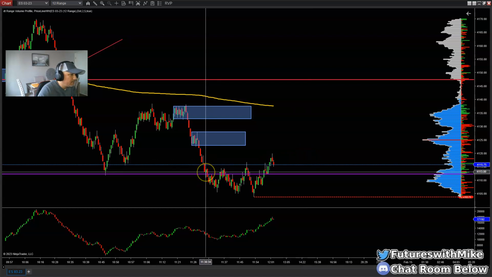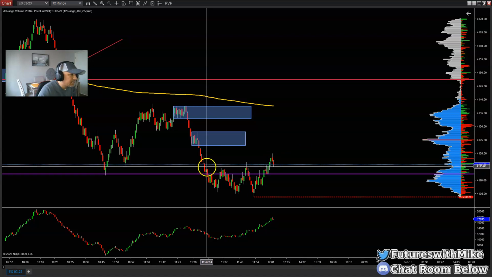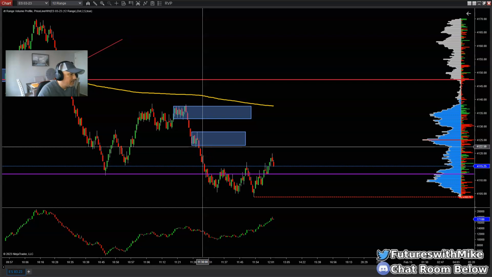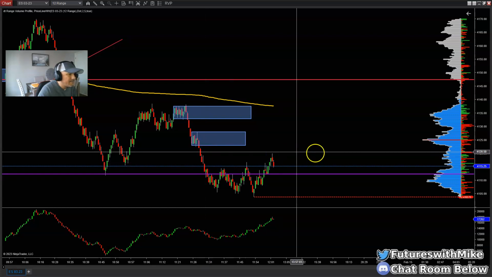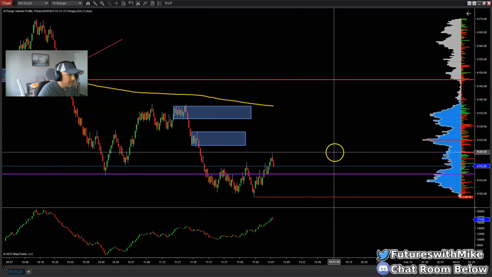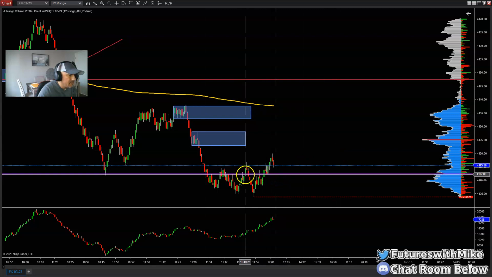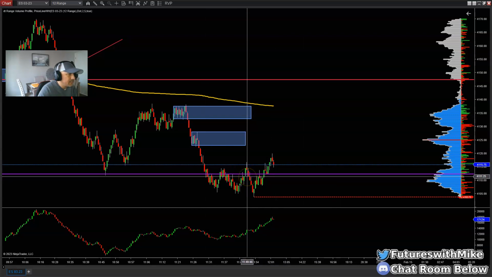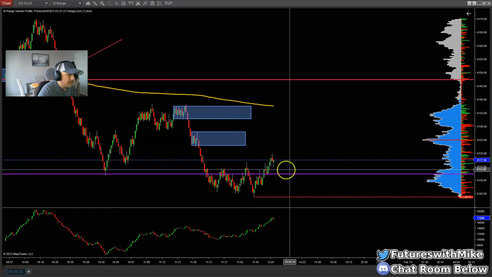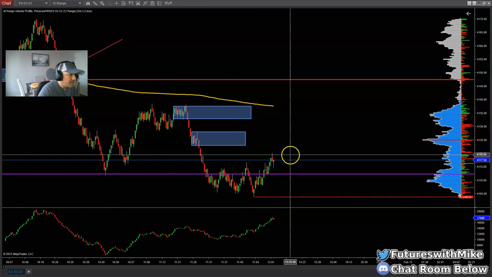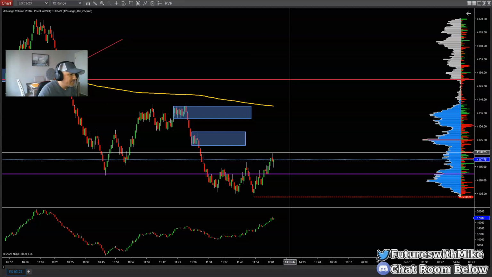Okay. Looks like price maybe will try to run up here. So let's see. Maybe we can get a second entry here. I think we pretty much got, on that first contract, like 4 points on the first contract. So we'll see.